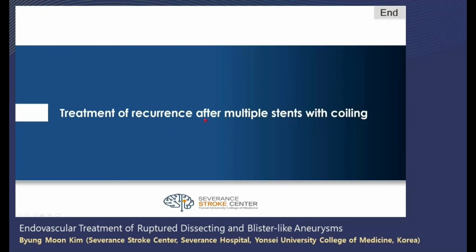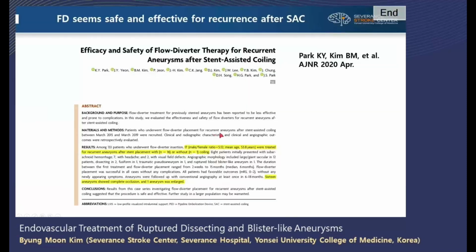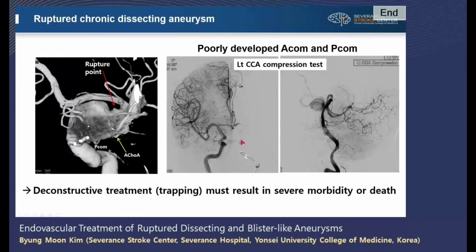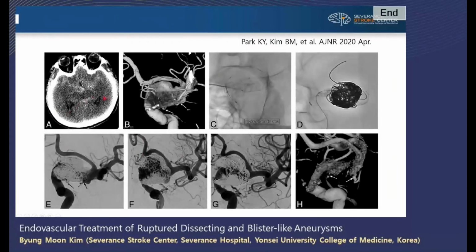Finally, I will shortly talk about treatment of recurrence. This is my recent report. Let me show you two cases. I go back to this case. This is a ruptured chronic dissecting aneurysm. I treated this case with triple overlapping stent with coiling like this.